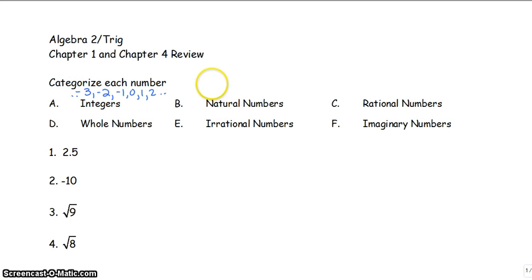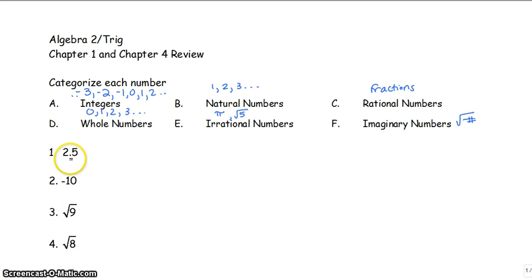Natural numbers are counting numbers, so they start at 1 and they go up. Rational numbers are numbers that can be written as fractions. Whole numbers start at 0 and go up. Irrationals are anything that aren't rational, so it can't be written as a fraction. So our example is pi or square root of 5, since 5 can't be broken down into a perfect square. Imaginary numbers are when you have a negative inside of the square root sign.